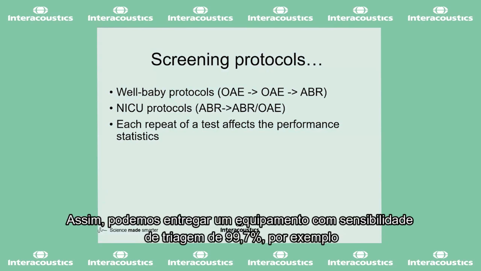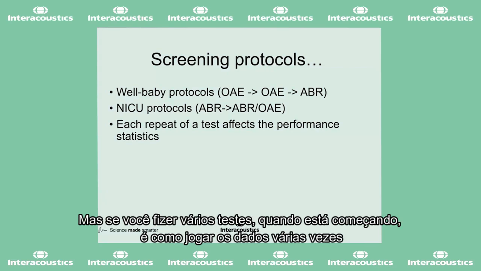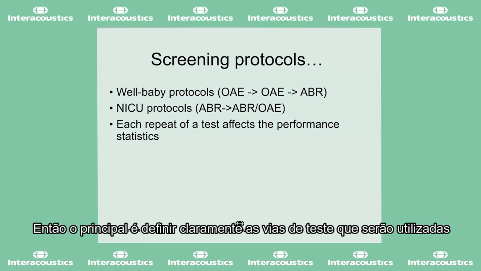So we can deliver a piece of equipment that has a screening sensitivity of 99.7%, for example. But if you do multiple tests, then it's like rolling the dice multiple times. So you're affecting the statistics. So the main thing is to clearly define the test pathways that will be used.